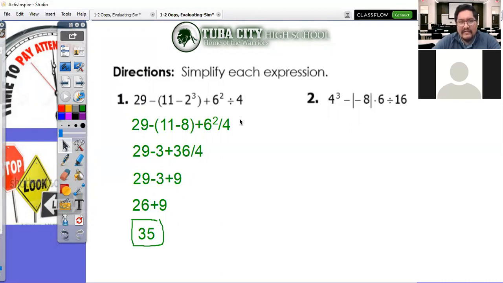I guess simplest, yeah, because otherwise most directions would say simplest form. I don't know, I'm not an English teacher.